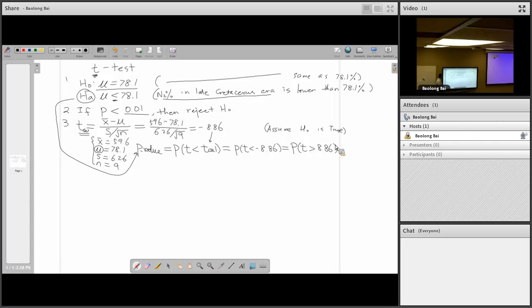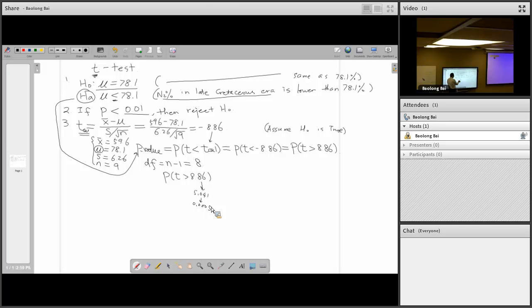Then you have a t event with a greater sign. We can look up the t table. The degree of freedom will be sample size n minus 1. So the sample size is 9, minus 1, you have 8. So we're going to check the degree of freedom 8, then the probability of t greater than 8.86 is what we need to look up. You can realize we're only going to have one neighbor on the t table, 5.041 is the only neighbor we have. And the corresponding probability is 0.0005, right?